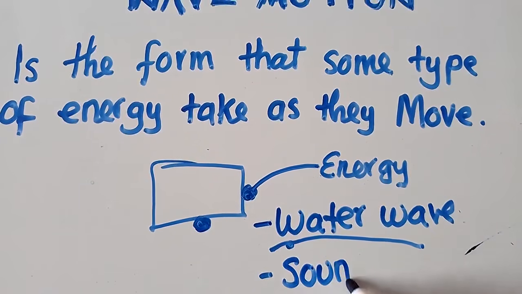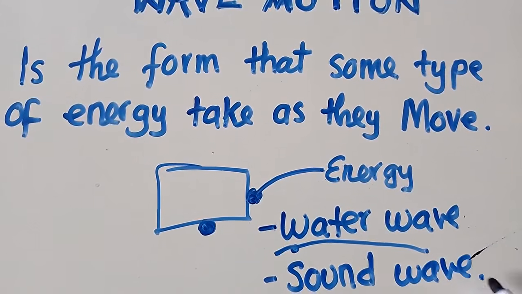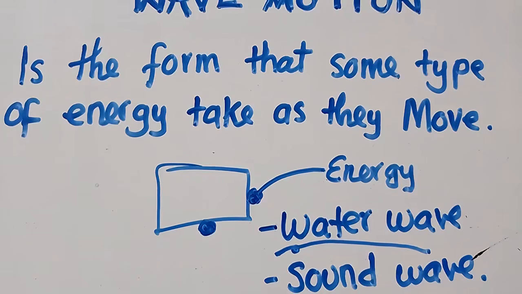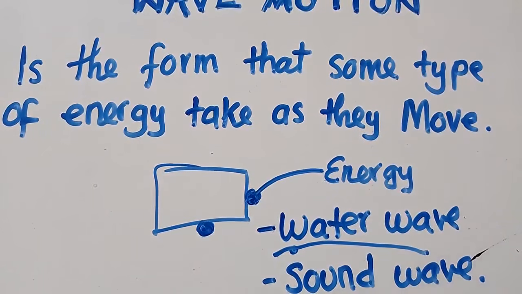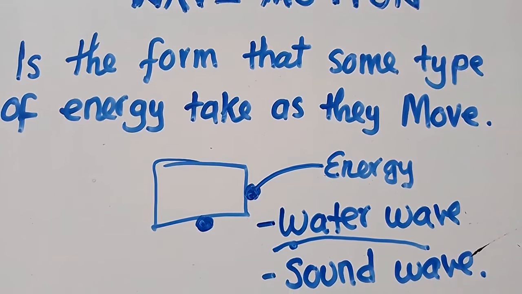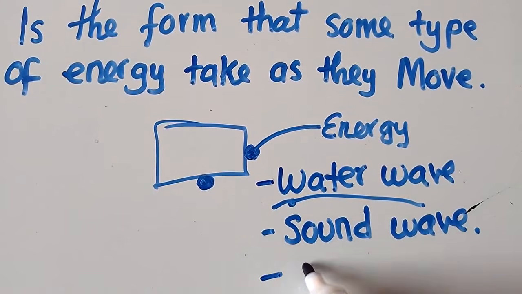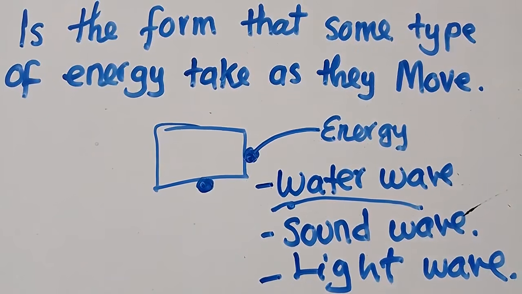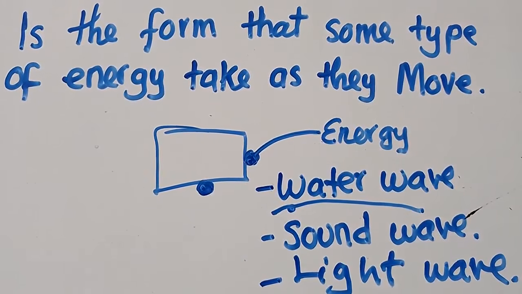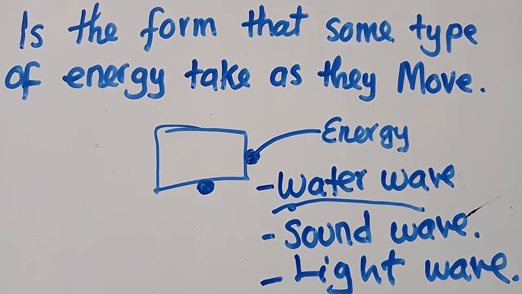We've got a sound wave. This is also an example. You are able to call someone from Lusaka when you are in the Copperbelt, which means that waves are able to vibrate from the Copperbelt to Lusaka. Have you seen? So these are just examples. We've got light waves. All these are examples. We've got electromagnetic waves. All these are examples of a wave. So you need to understand all these things.